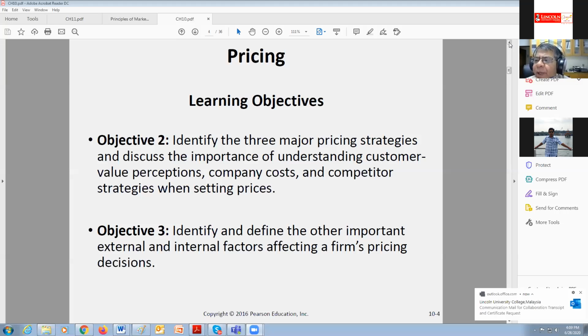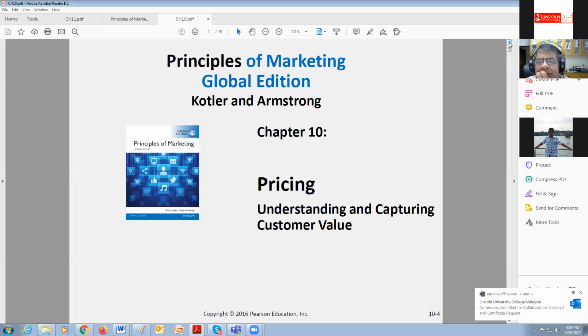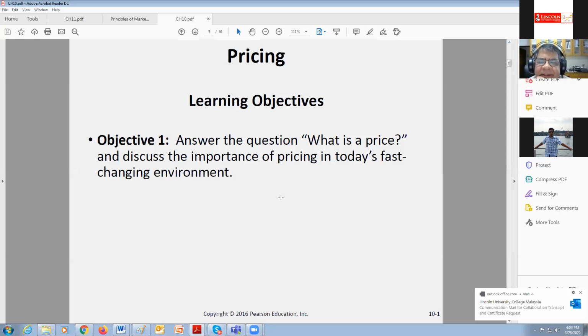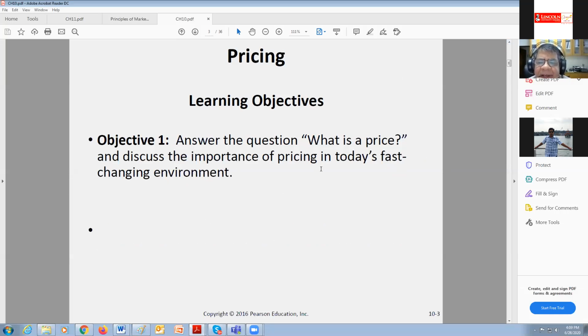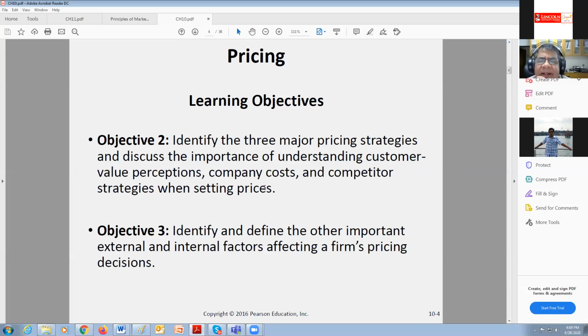Okay. Now you have mostly gone through the product, segmentation, targeting. Am I correct? Now today we will go through very quickly the pricing, which is a very important part of marketing. There are three objectives in this chapter. What is a price? And there are three major pricing strategies. And what are the three major? The value perception, the cost of production, and the competitor strategies.